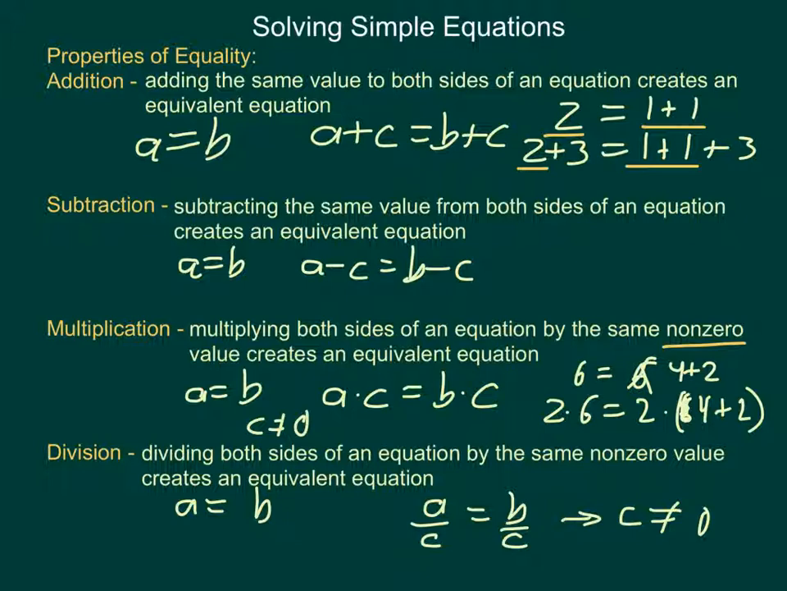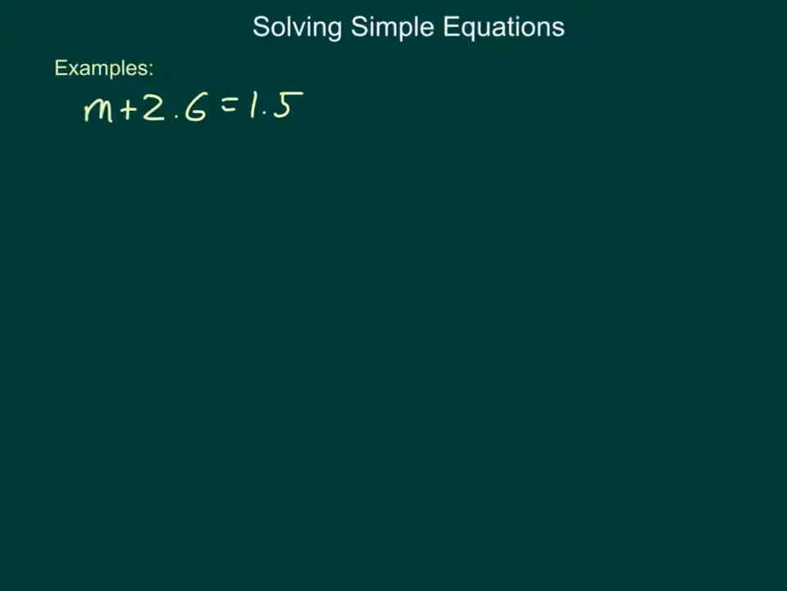So what can we do with all these properties and all these definitions that we've been working with? Well, we can use them to go through and actually solve some basic equations. So our first one here, m plus 2 6/10 equals 1 5/10. Now, as a little reminder, how do we go about solving these? We're going to think of SADMEG and run through it step by step.